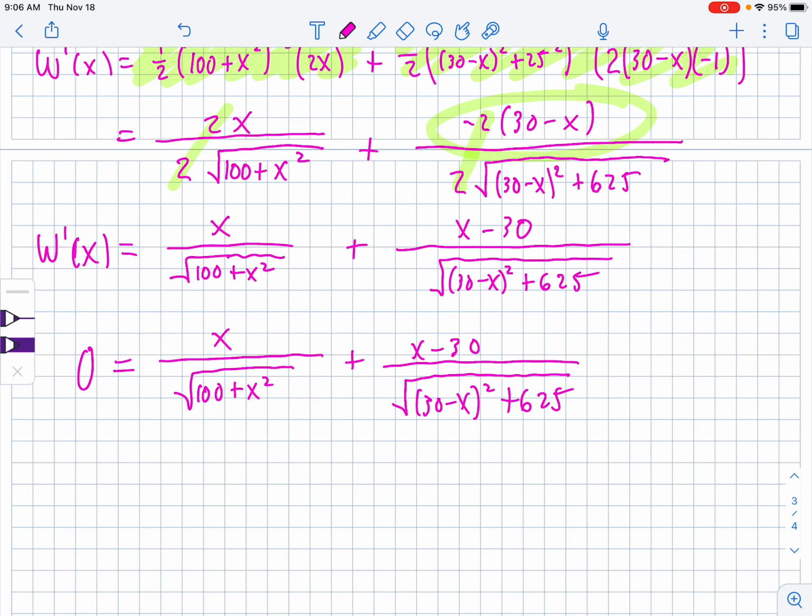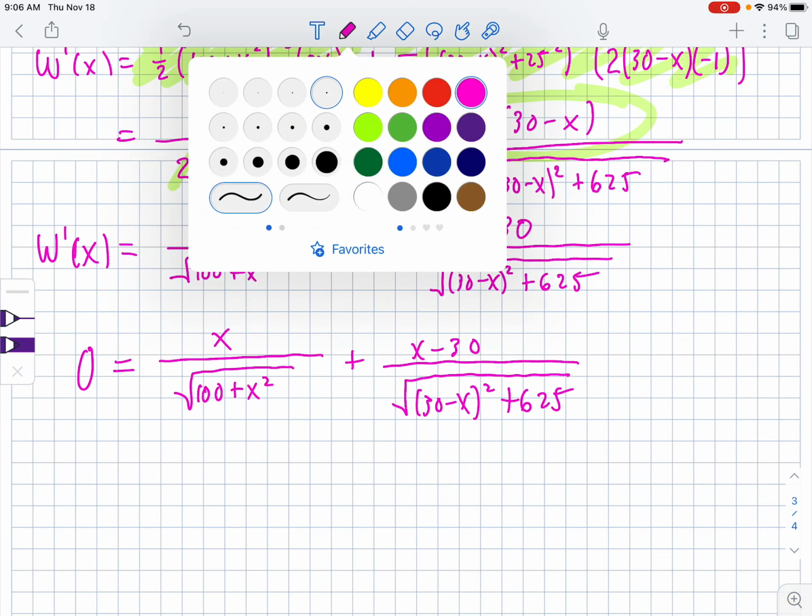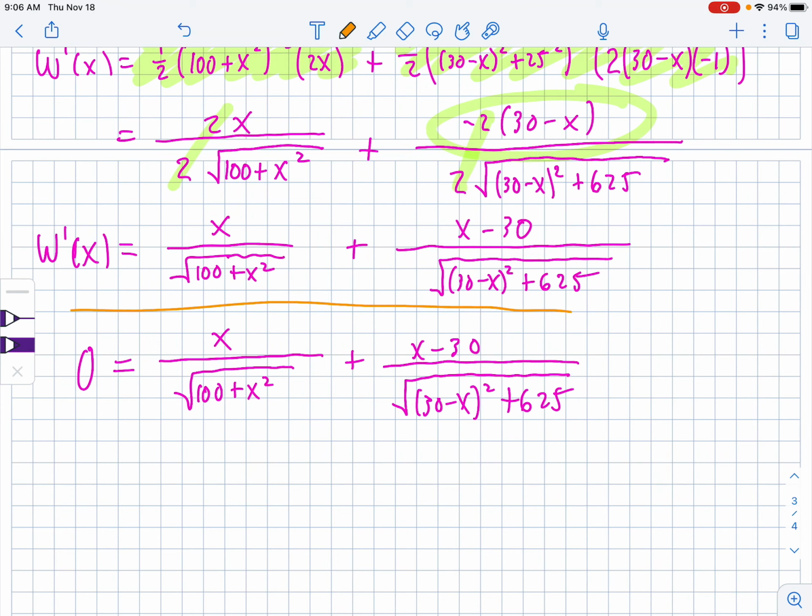So this is a situation where if you end up trying to figure out how to solve something to the 5th power, and you don't know how to factor it, this is probably a situation where the algebra got too insane and we need to use a calculator. So what I'm going to do is punch this into y1 in my calculator.